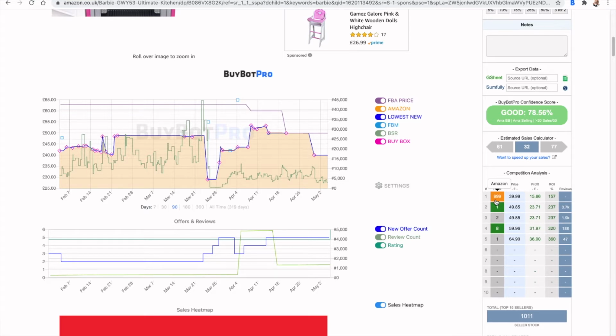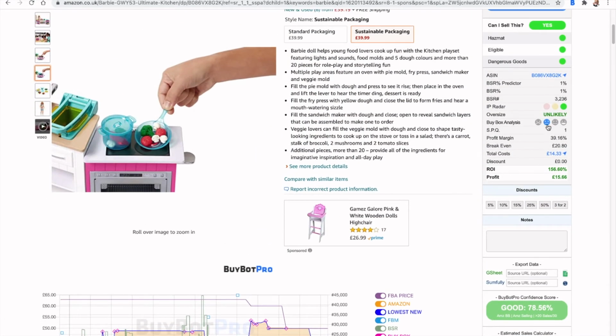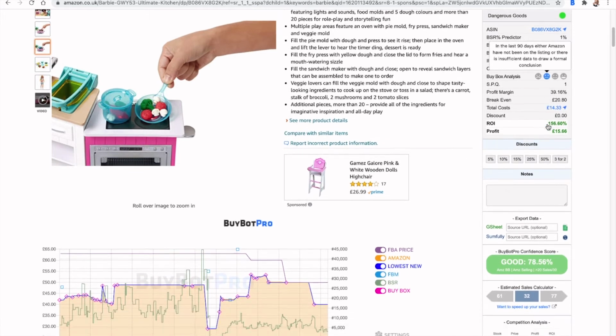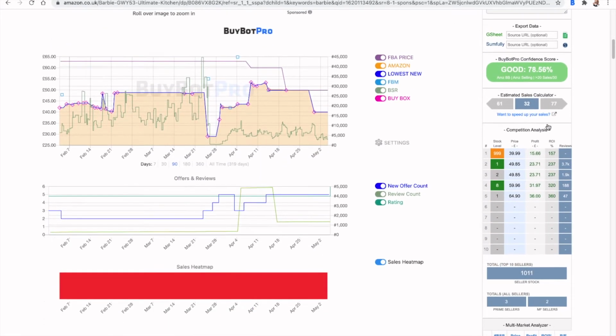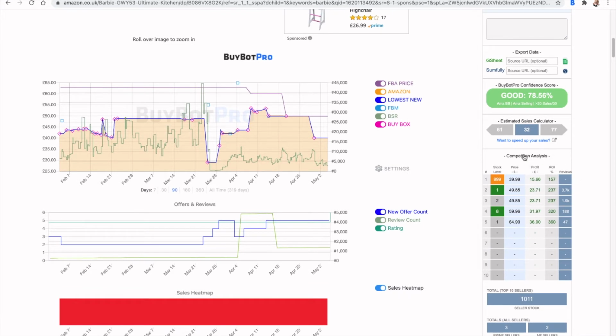So we need to have a look and see how often Amazon are sharing that buy box, because remember up here it said that there wasn't really enough data to work out whether Amazon are sharing that buy box. So we need to have a look for ourselves. So that's my concern with this product: are Amazon going to share that buy box? So let's go and have a look.